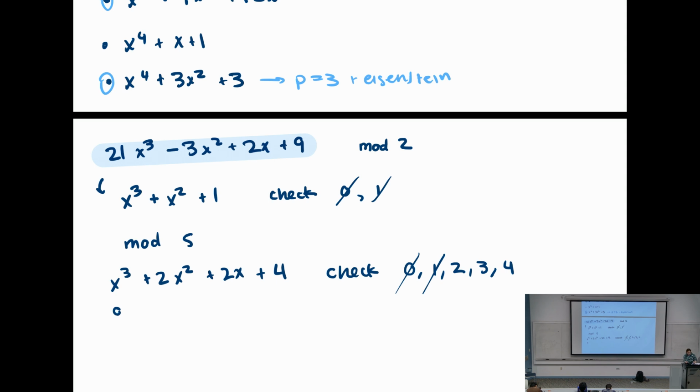8, which is 3, plus another 3, plus 4, plus 4. Okay, this is also not 0 mod 5. I'm starting to get nervous. Okay, so plugging in 3, this is 2, this is 2, this is 1, and this is 4. Oh no, this also doesn't work. What?